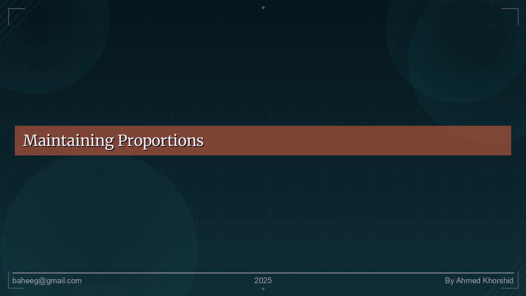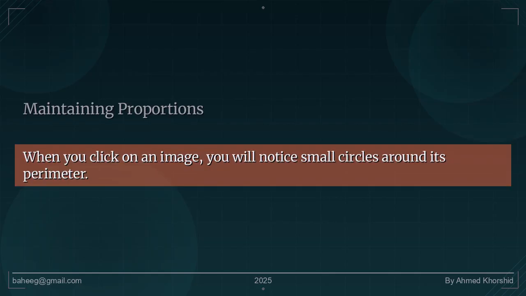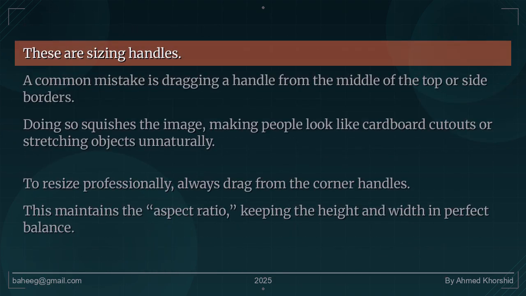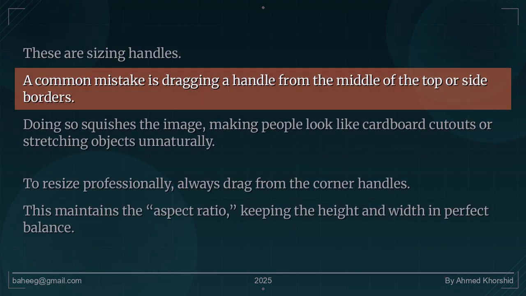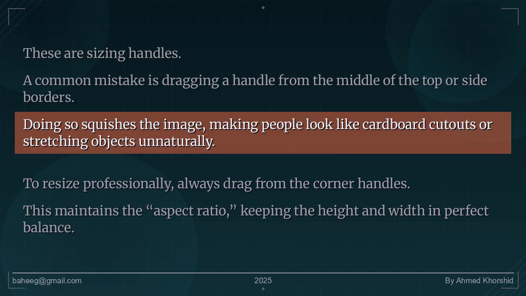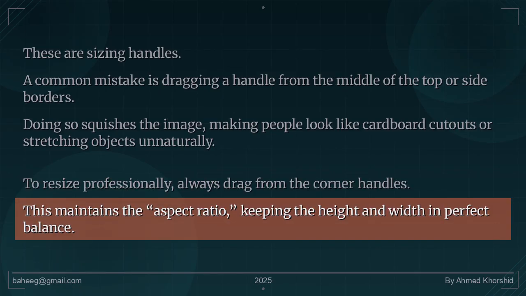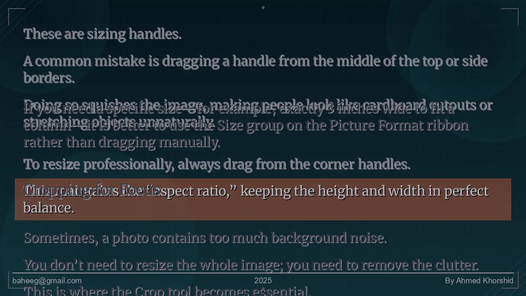Maintaining proportions. When you click on an image, you will notice small circles around its perimeter. These are sizing handles. A common mistake is dragging a handle from the middle of the top or side borders. Doing so squishes the image, making people look like cardboard cutouts or stretching objects unnaturally. To resize professionally, always drag from the corner handles. This maintains the aspect ratio, keeping the height and width in perfect balance.